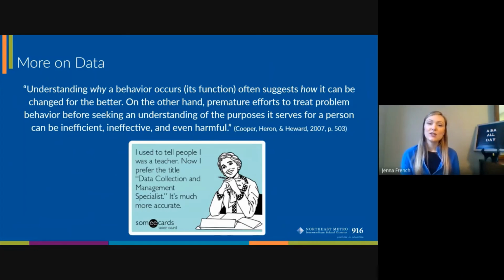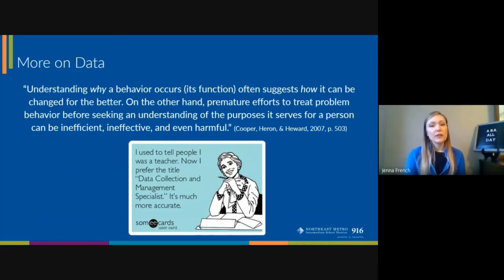I really liked this quote, especially with regard to data collection and functional behavior assessments. So here it says, understanding why a behavior occurs, or its function, often suggests how it can be changed for the better. On the other hand, premature efforts to treat problem behavior before seeking an understanding of the purpose it serves for a person can be inefficient, ineffective, and even harmful.